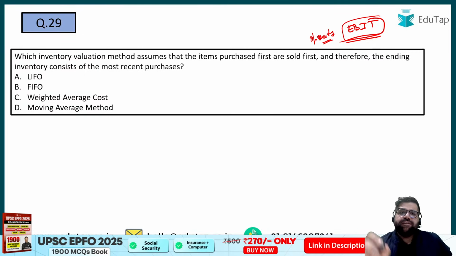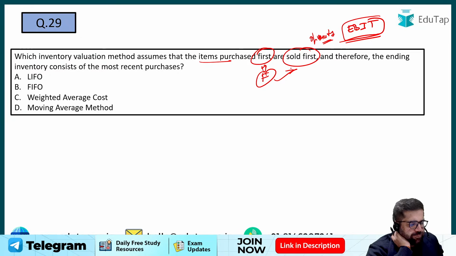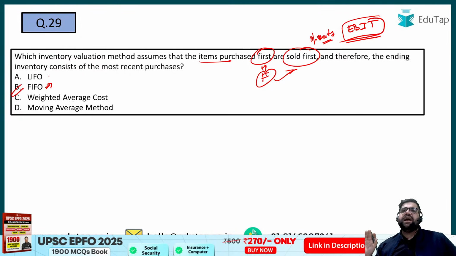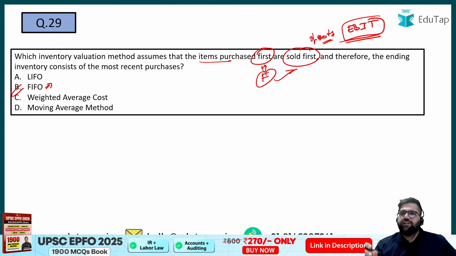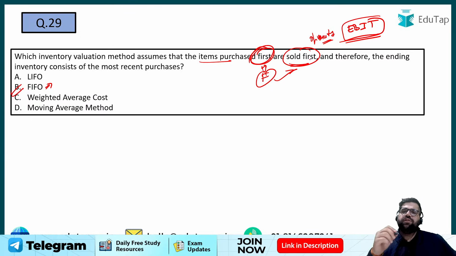Yes. Which items that are purchased first are sold first? Is it FIFO or LIFO? Yes, it's FIFO. First in, first out. जो पहले आया उसे पहले ही निकालेंगे. So that is known as first in, first out, and in this particular case, items are being purchased first and sold first.